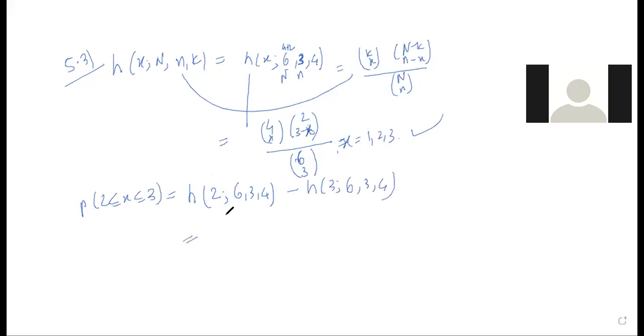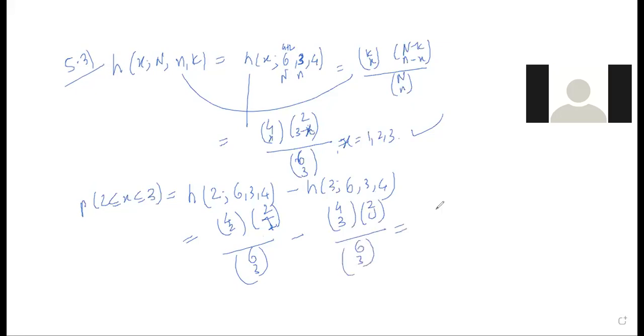That is equal to, here you can see x is equal to 2, so 4C2 times 2C1 divided by 6C3, plus 4C3 times 2C0 divided by 6C3. And that is equal to 4C2, that is 4 factorial divided by 2 factorial times 2 factorial, right?